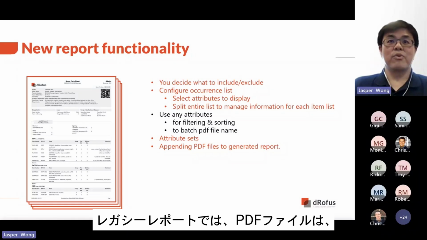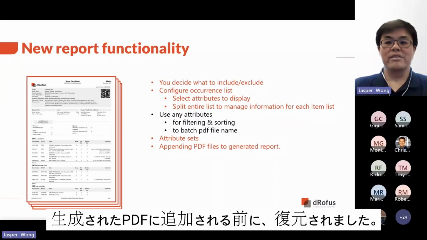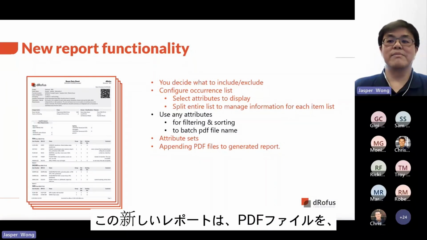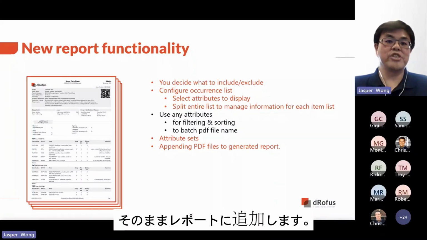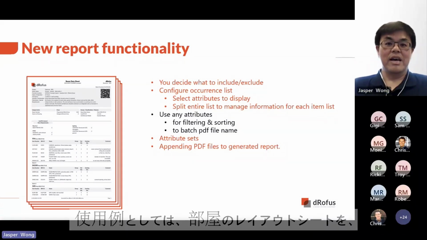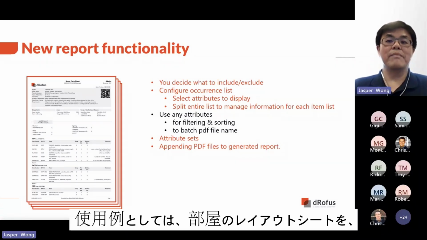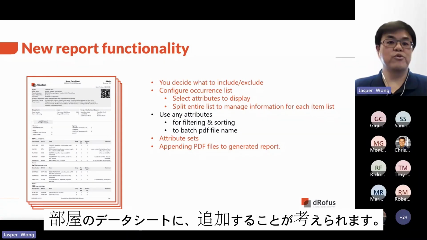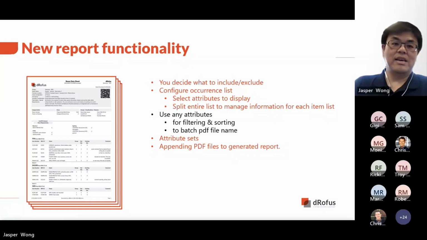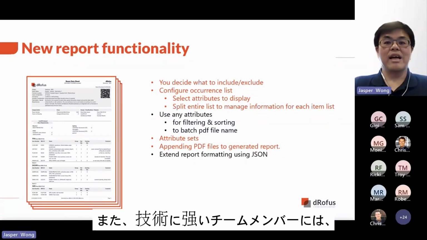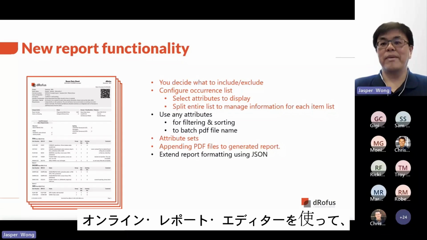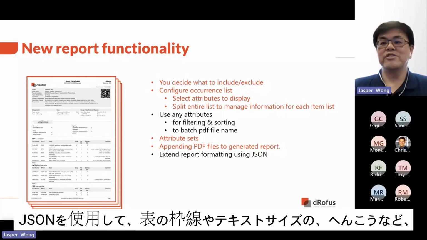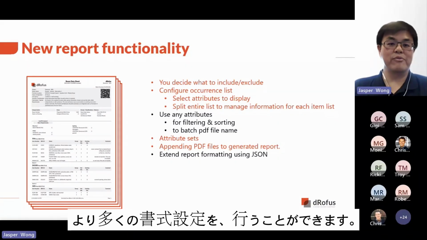In the legacy reports, the PDF files were rasterized before being added to the generated PDF. The new reports append the PDF file to the report without changing your PDF files. A possible use case may be appending your room layout sheets to your room data sheets. And for the more technically inclined team members, you can do more formatting, such as table borders and changing the text sizes, using the JSON via our online report editor.